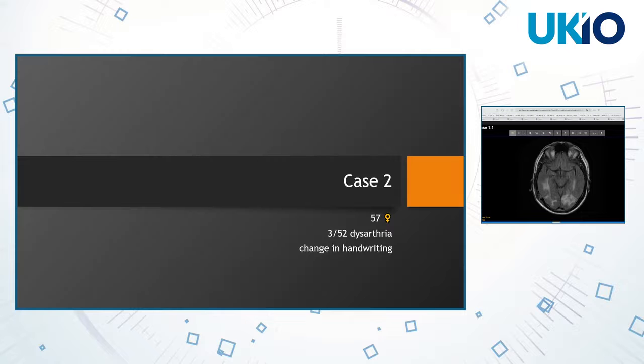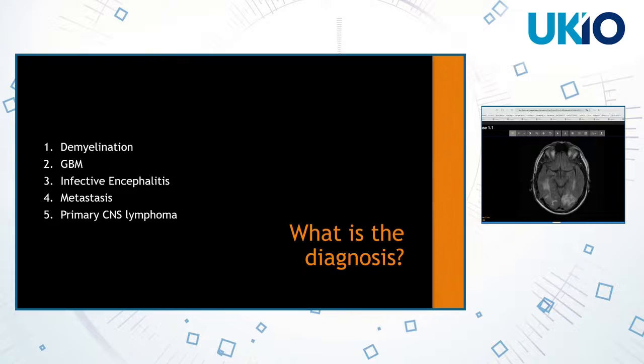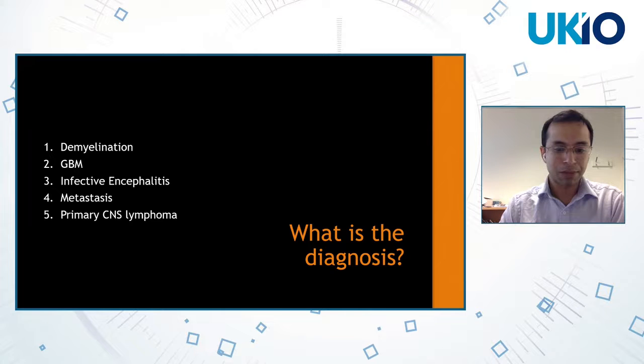Okay, so our next case is a 57-year-old female, and she presented with 3 weeks of dysarthria and also change in handwriting. These are going to be my questions. So what is the diagnosis? And if I start sharing my screen, I'll head over to the case. So this is case 2.1.